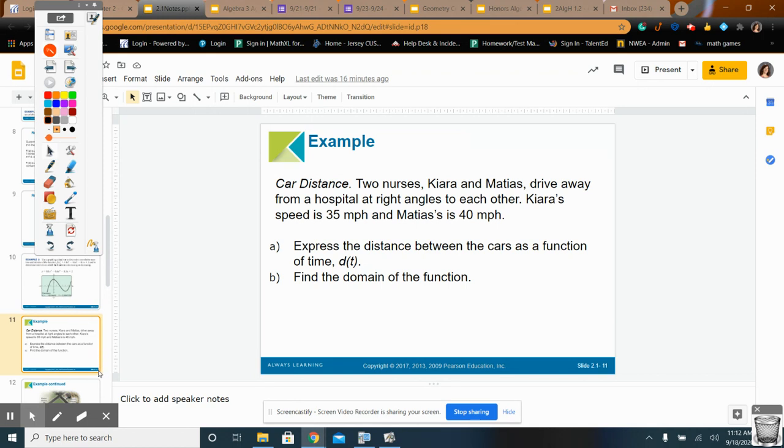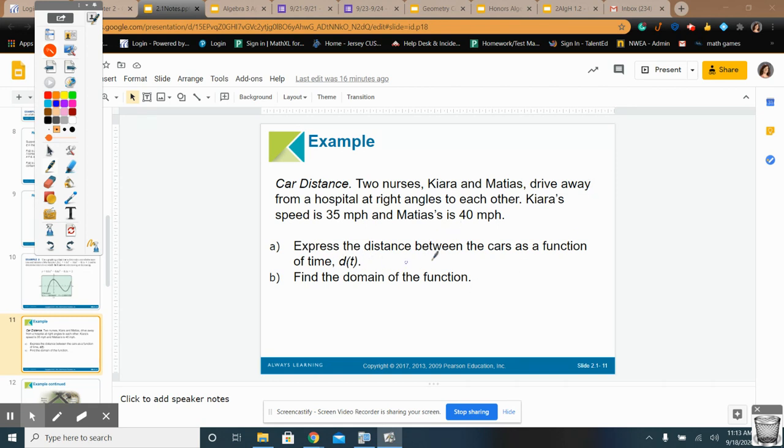Okay, now we're going to talk about some word problems. Two nurses, Kiara and Matthias, drive away from a hospital at right angles to each other. Kiara's speed is 35 miles per hour and Matthias's is 40 miles per hour. They want to know how far apart they are.